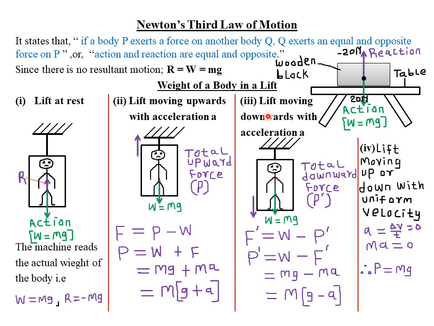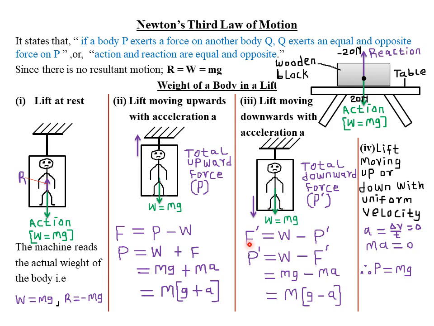Then we also have another scenario whereby the lift is moving downwards with an acceleration a. So for this particular case, the most important point to note is that if the lift is moving downwards, then it means that the weight of this particular person must be greater than the total downward force. So to find the resultant downward force, we usually find the difference between the weight of the person, that is the total weight acting downward, and the total downward force. Remember that when the lift was moving upward, we were talking of the total upward force. But because the lift is moving downward, in this case, we talk of the total downward force.